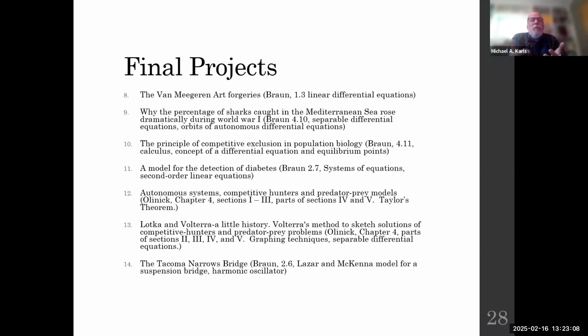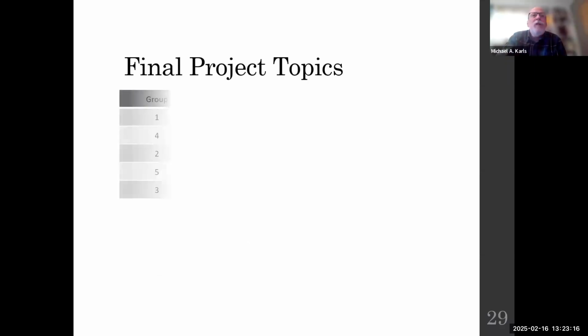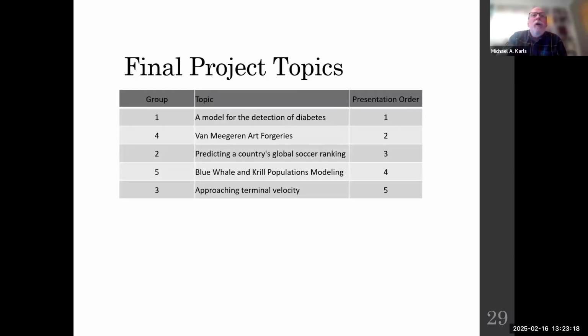So these are things that I suggested; the students could also pick things that weren't on the list. I just wanted them to check with me ahead of time. Oh yeah, an earthquake shaking. And here are the topics that were chosen last spring. All but predicting a country's global soccer ranking involve differential equations. And this blue whale and crow population model comes from the Cody journal.